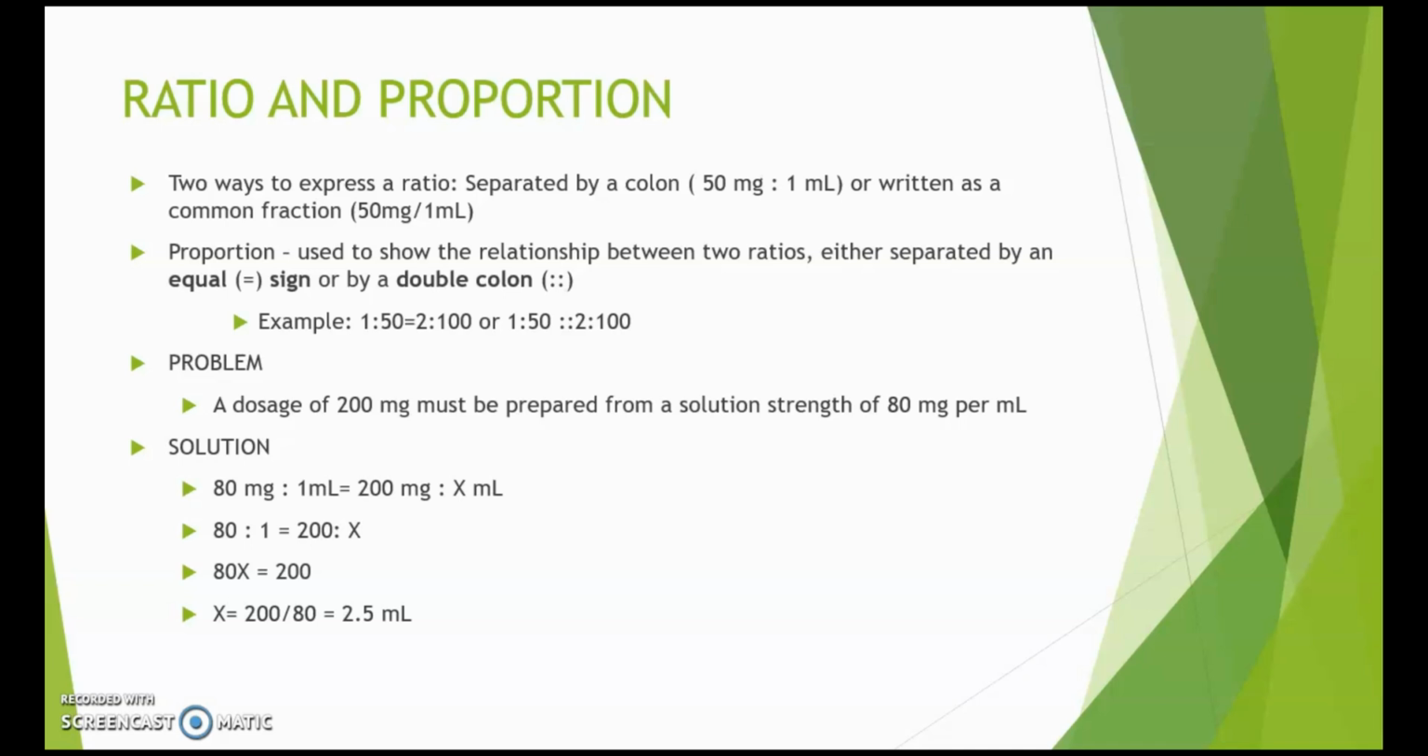Problem. A dosage of 200 mg must be prepared from a solution strength of 80 mg per ml. Solution: 80 mg divided by 1 ml is equal to 200 mg divided by x, which is the number we want to find, expressed in ml. So 80 divided by 1 equals 200 divided by x. So 80 times x is equal to 200. Therefore, x is 200 divided by 80, and therefore 2.5 ml.